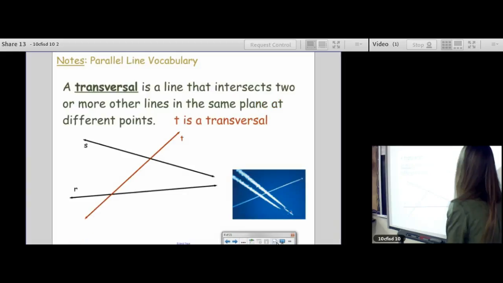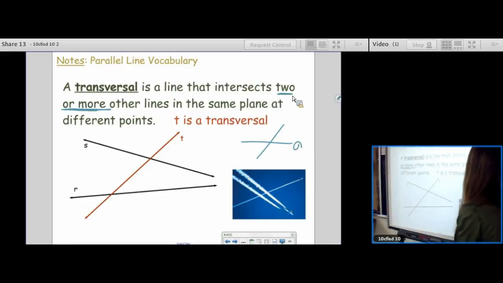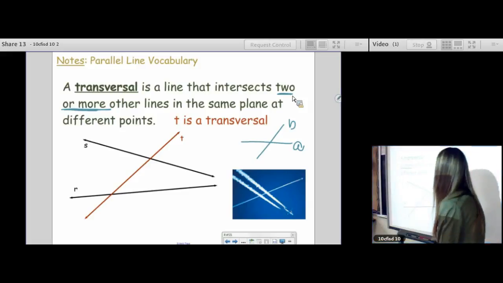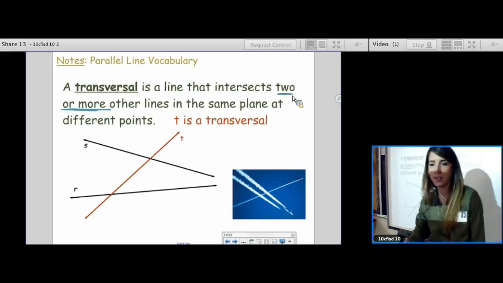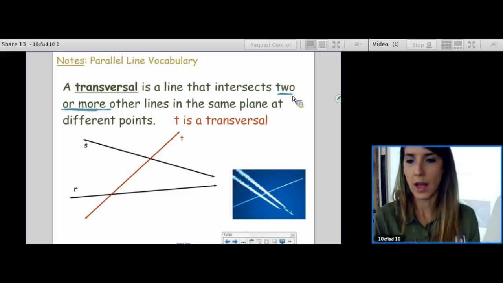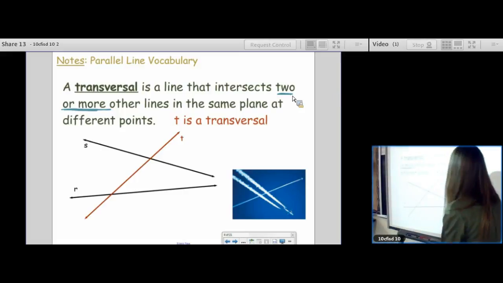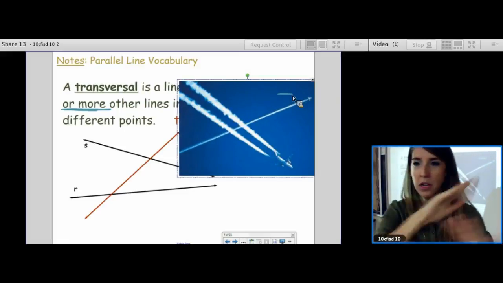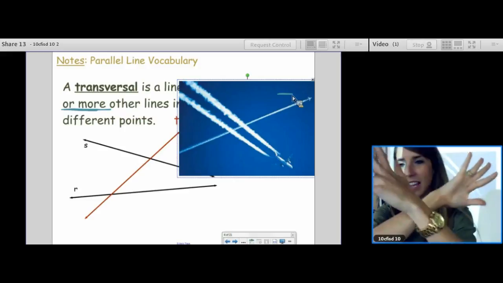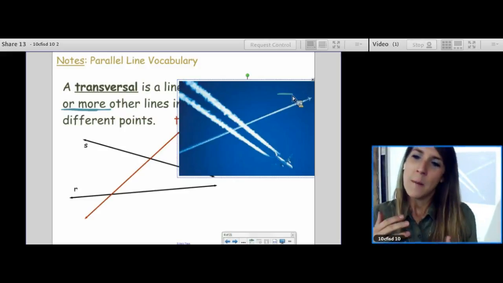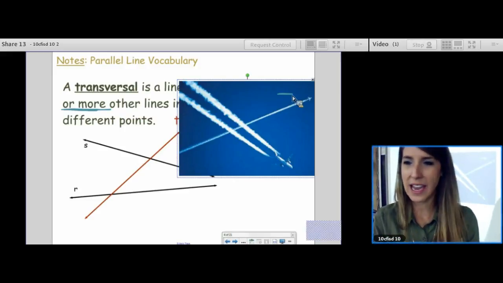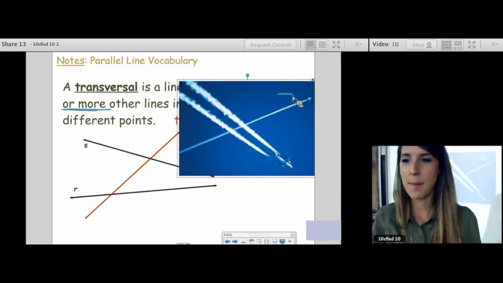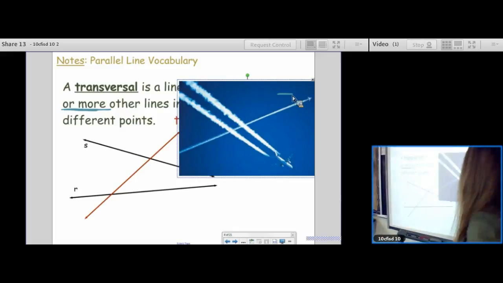So if I just had two lines like this, A and B, neither of those are transversals. To have the title transversal, it does need to intersect two or more lines. I tried to find a real-world example of a transversal. I found the jet stream of one airplane and the other one. It kind of looks like a transversal. Although, to be a transversal, it does have to be in the same plane. And I doubt those planes were flying in the same plane. I bet they were skew. But anyways, let's pretend they weren't.